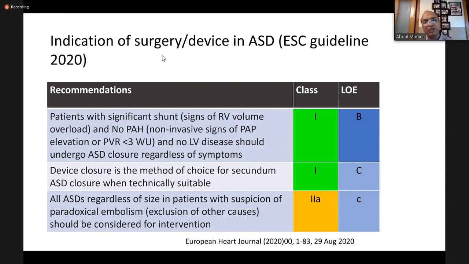Device closure is the method of choice for secundum ASD closure when technically suitable. So for secundum type, when technically suitable.